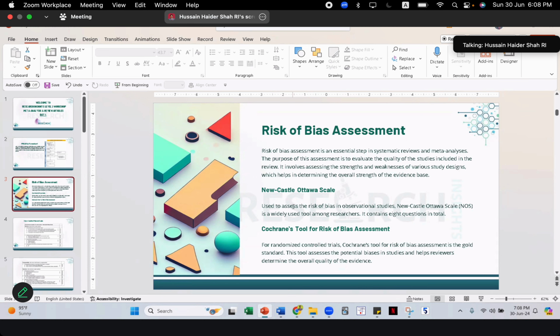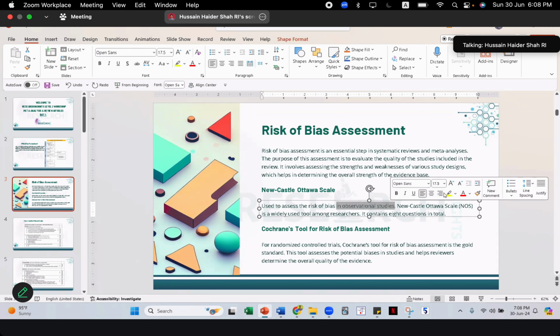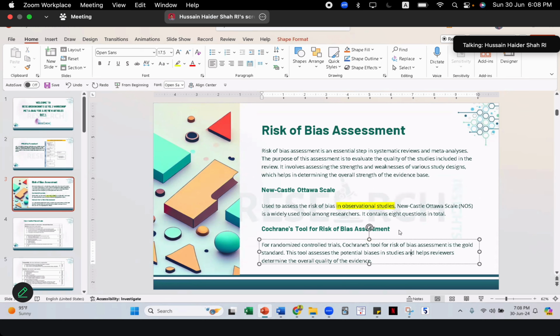Now, the Newcastle-Ottawa scale is used to assess the quality of observational studies. And the ROB tool, the risk of bias assessment tool, is for randomized controlled trials. Now, there are a lot of different tools such as JBI checklists, such as the ROB 2, ROB 1, ROB 3 tools.